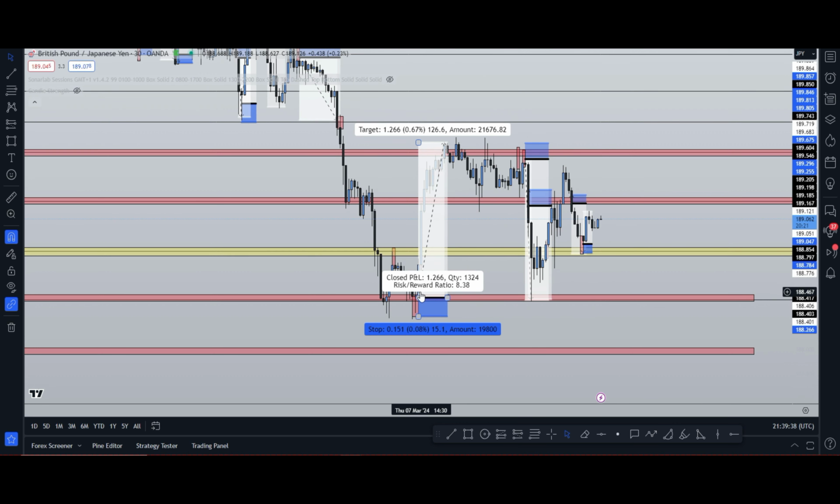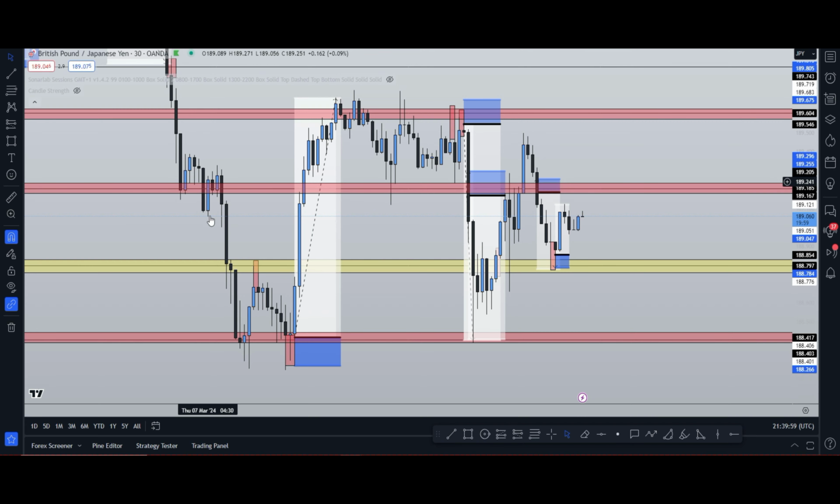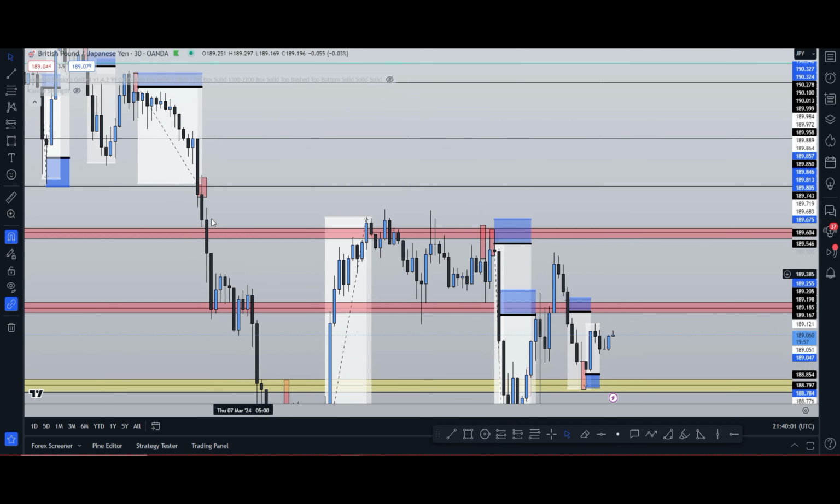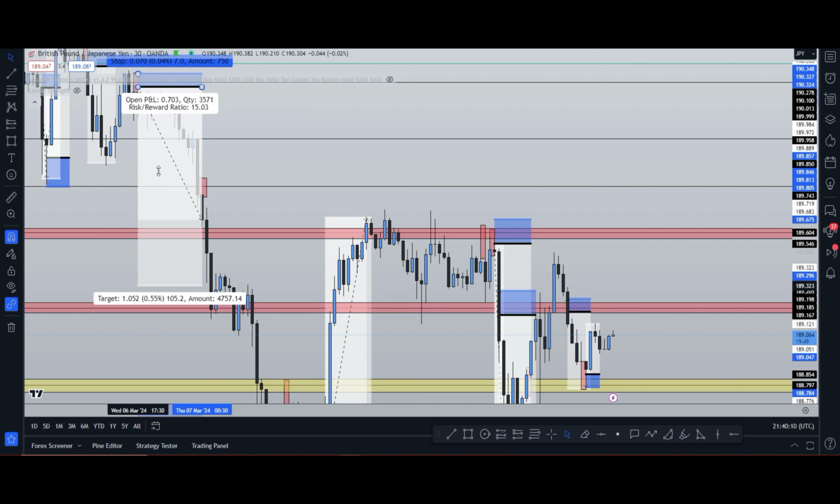It created this rejection at 189.200, and then price fell down. At this moment, guys, when price tanks down like this, if I had held on to this trade, it would have given me a 1 to 17, but I didn't. I remember I got out at about 1 to 7. This was on Wednesday, 6th of March.